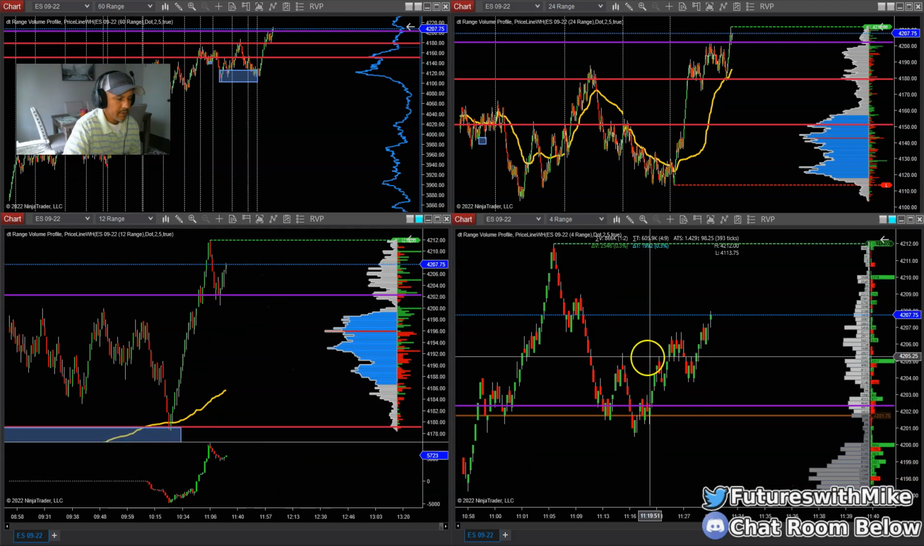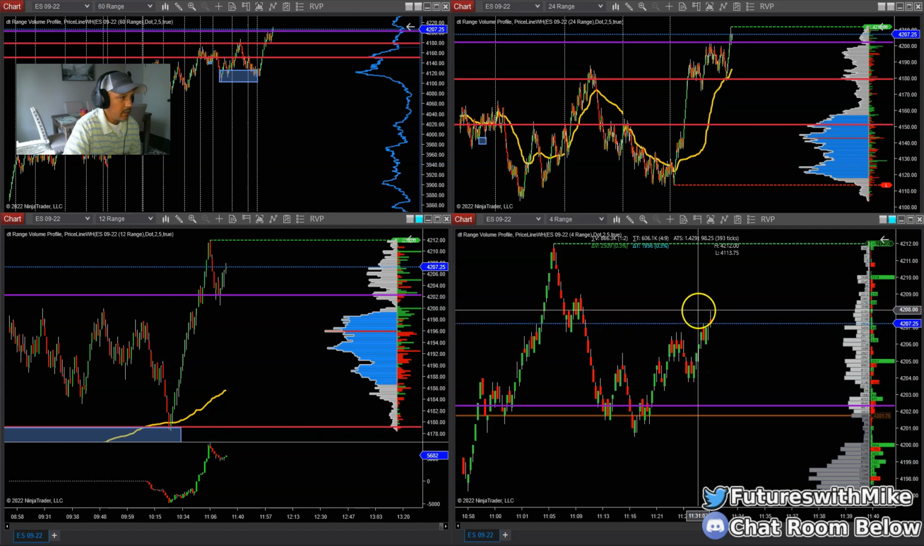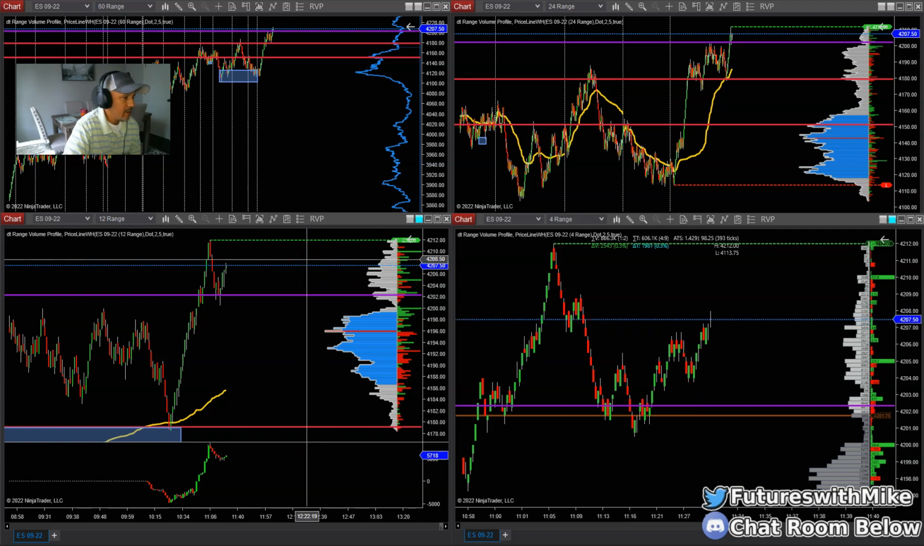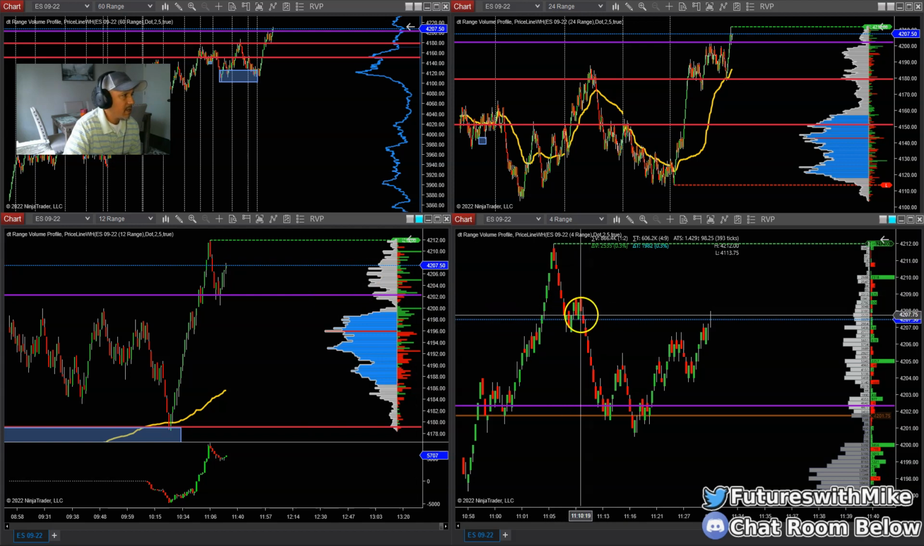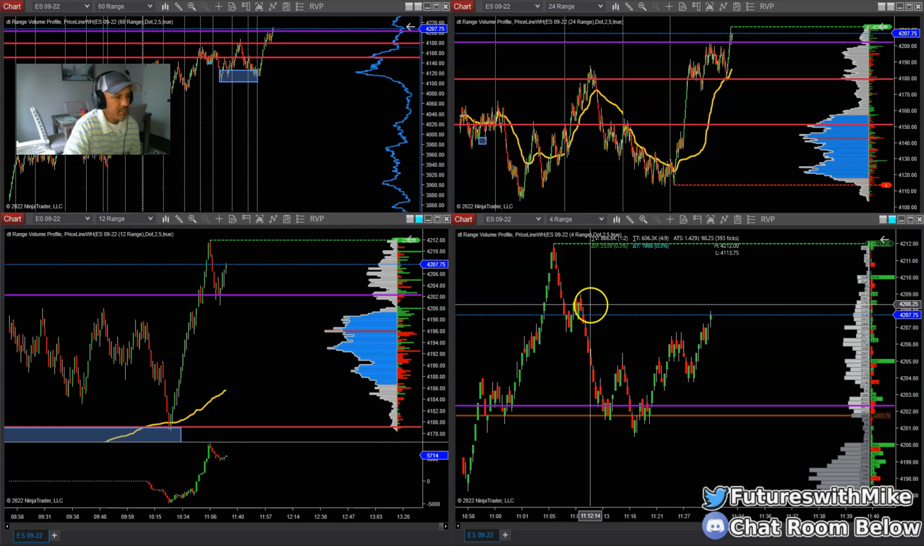Let's see. Yeah, so I broke this area here. It could have been long on a pullback right here, take it back up to 08. It's possible this area right here, 08 and a half. But you got this little small micro swing area right here where price could actually bounce. So it actually needs to clear this area, but still you're already back up to 08.